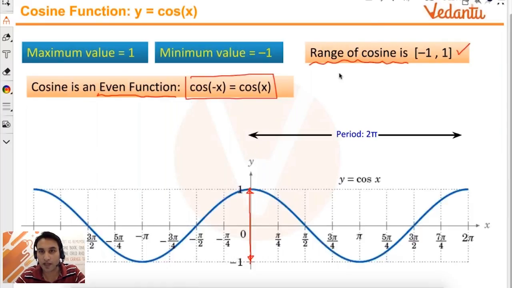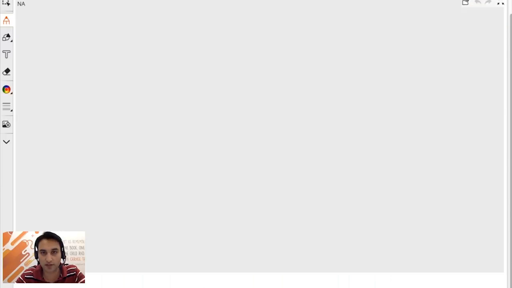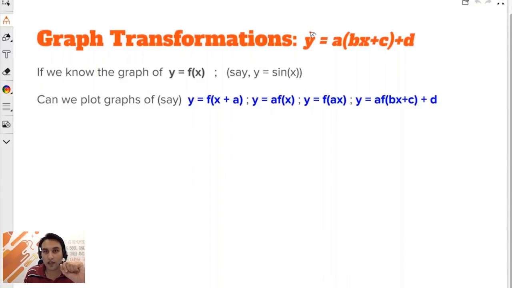Cool. Okay, now let's move to transformations again. Now we are going to learn all the complex transformations. What all transformations did we learn? Multiplying x with something, adding something with the x, adding or subtracting something with y, and multiplying something with f of x, right? So we learned all these transformations in the previous class.